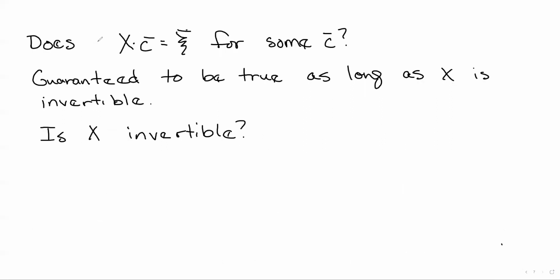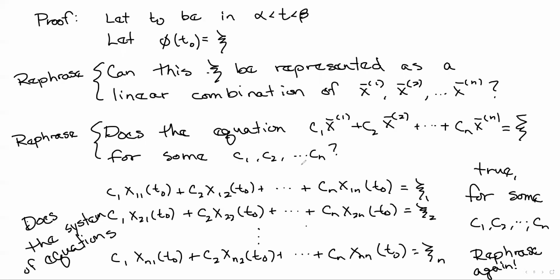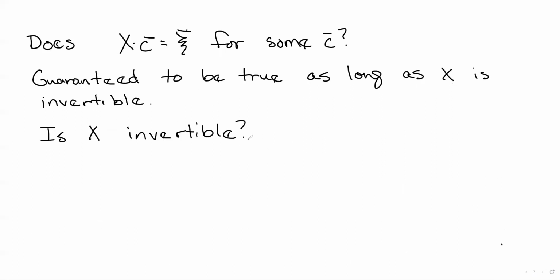We get to right here, and the answer to does this have a solution is yes, as long as X is invertible. And so now we've transitioned to is X invertible. So if the answer to this is yes, then the answer to this is yes, and so on down the chain. So we've shifted over to this different question, is X invertible? Okay, so how can we answer that?